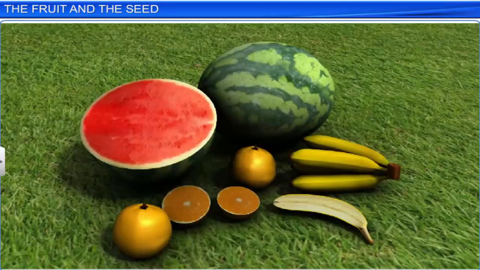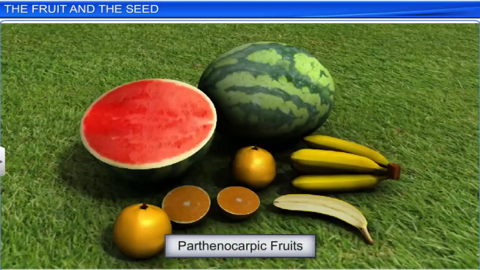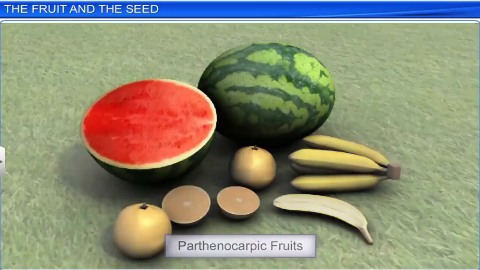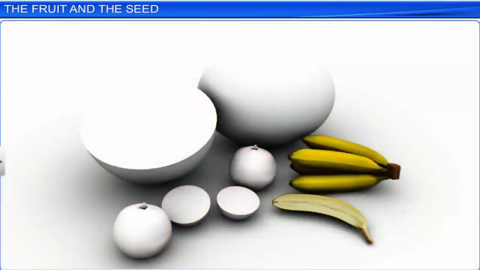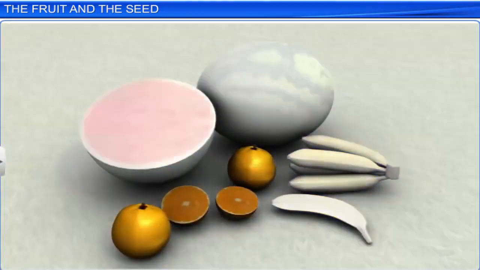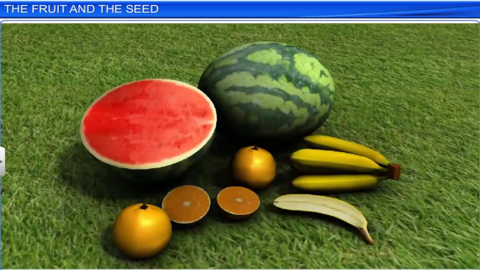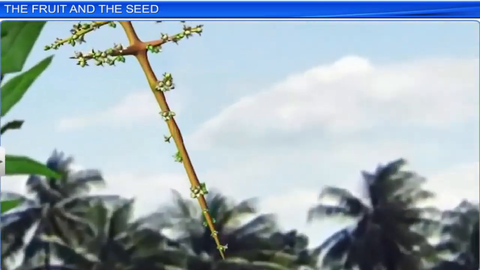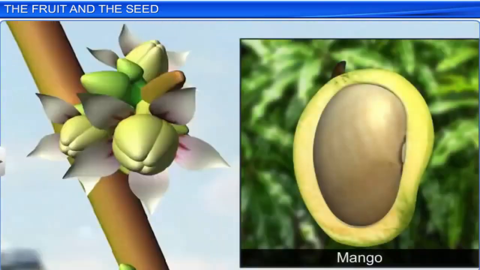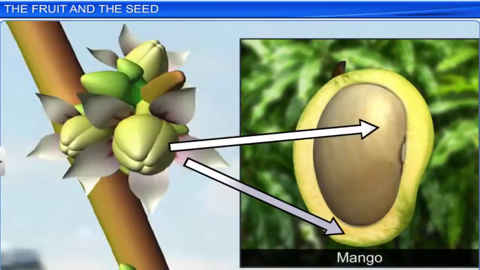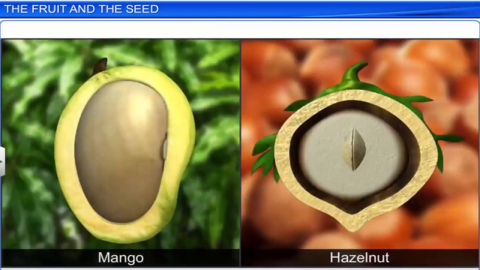Such fruits are called parthenocarpic fruits, such as seedless watermelon, banana, and orange. Parthenocarpy can be a natural process or may be artificially induced. Once fertilization takes place in a flower, the ovary ripens to form the fruit and the ovules form the seeds. Typically, a fruit is made up of 2 parts: the pericarp and the seed.